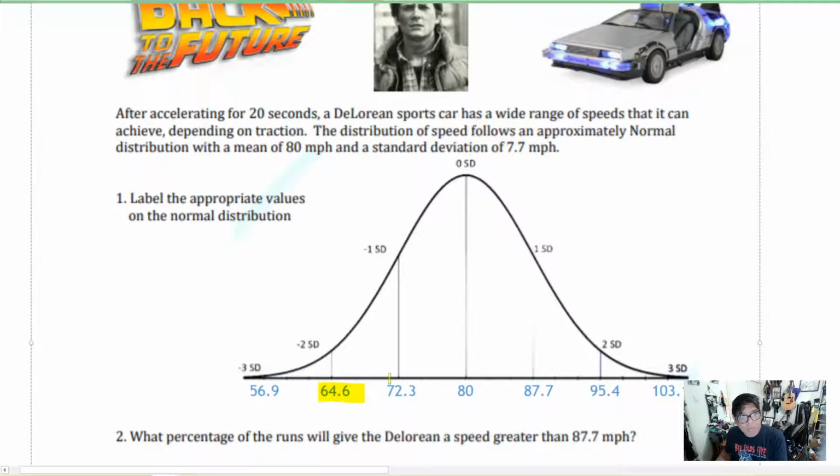Anything between 64.6 and 95.4 miles per hour, that's within 2 standard deviations of the mean. Anything less than 64 and greater than 95, that would be more than 2 standard deviations away from the mean. And then, of course, really far at the end, we've got the 3 standard deviation scores. So that's the kind of thing that we would be saying: within 1 standard deviation, within 2 standard deviations, more than 2 standard deviations away, more than 1 standard deviation away.